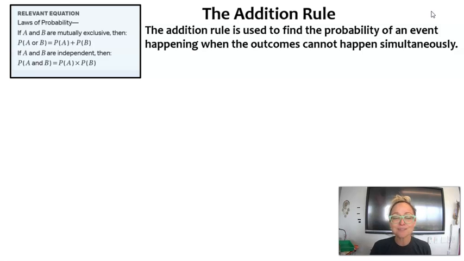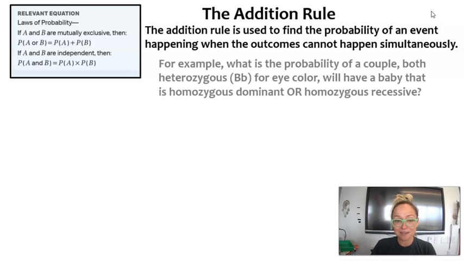But anyway, the rule of addition is used to find the probability that something will occur when the outcomes that you're calculating the probability for cannot happen simultaneously. I'm not really good at writing definitions like this. I think it's easier to show you an example.